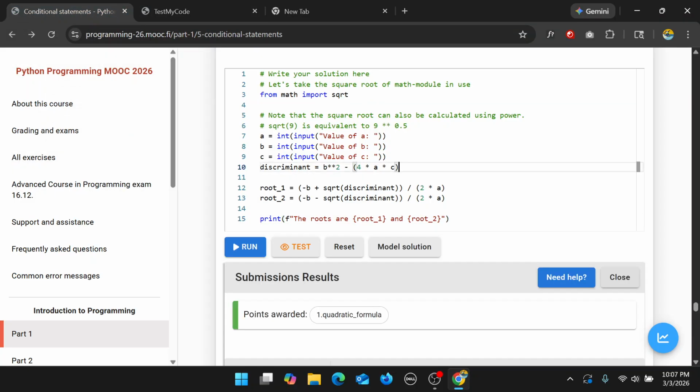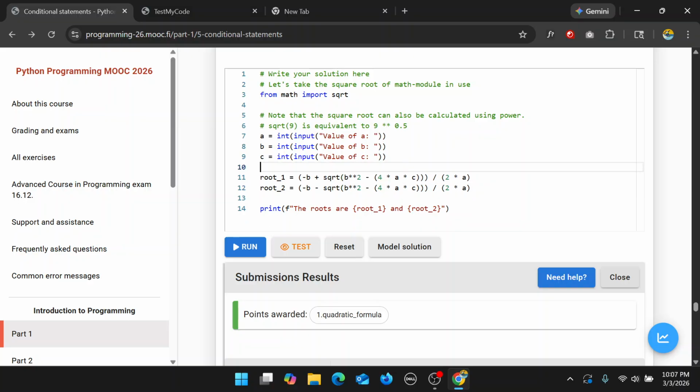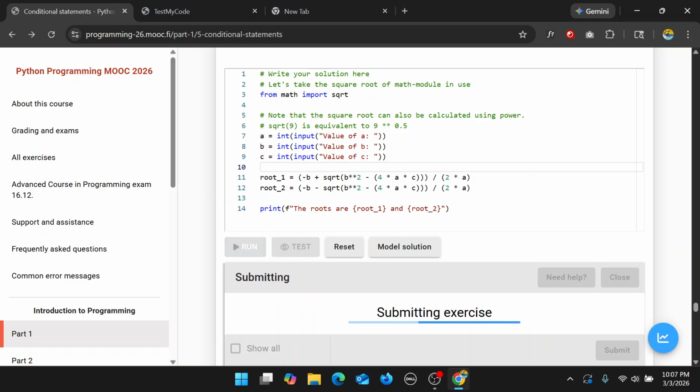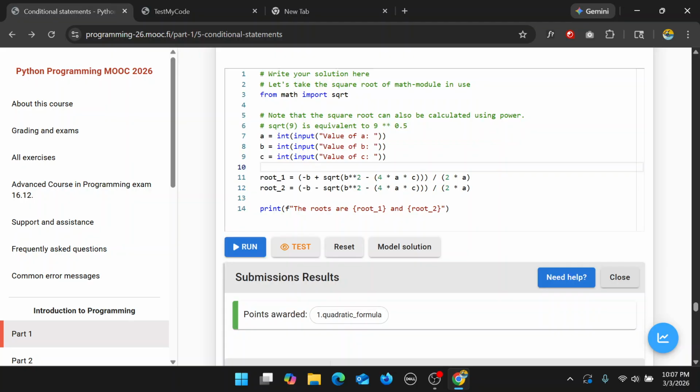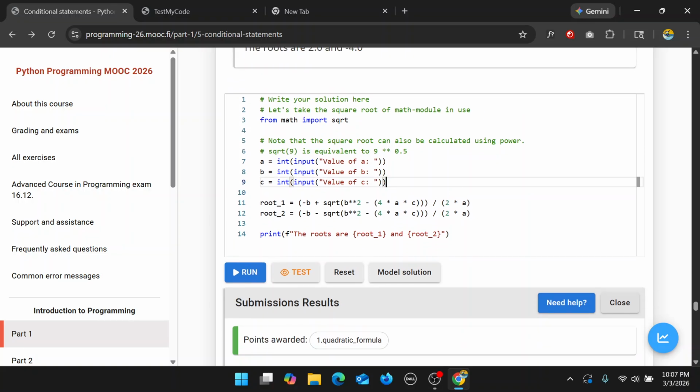So you can extract the discriminant from here, or you can just do this, right? Just plug it back in like that and get rid of this, and it should still work. Yep. But the other way is just a little bit easier to read, but that's the solution.